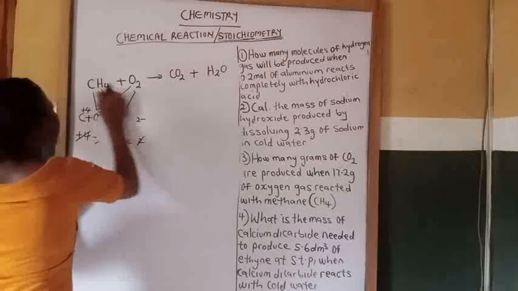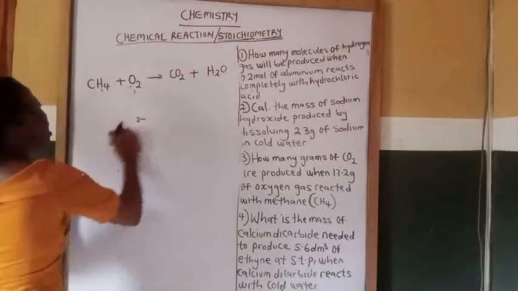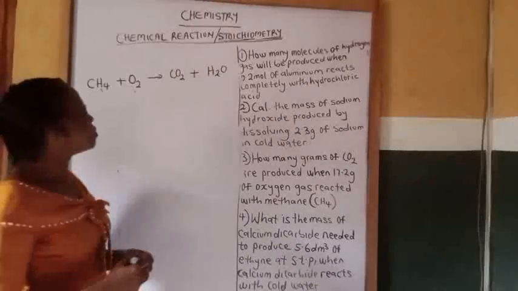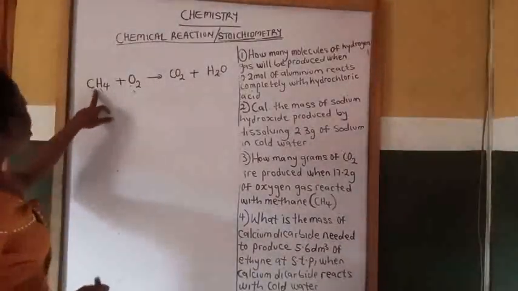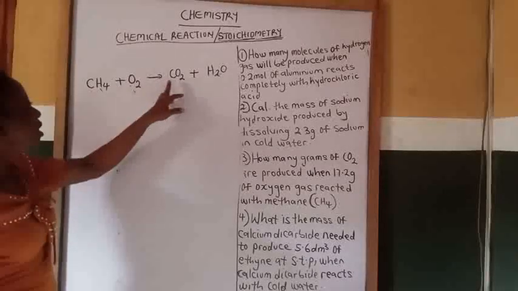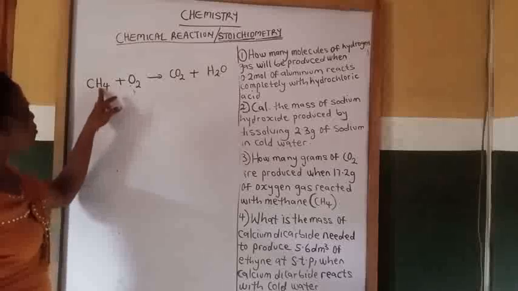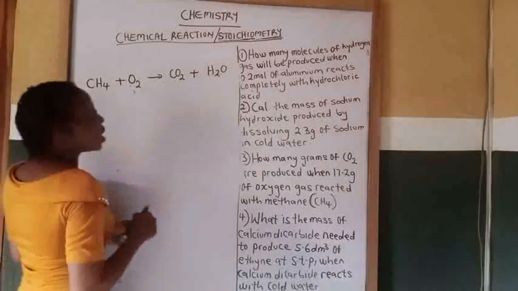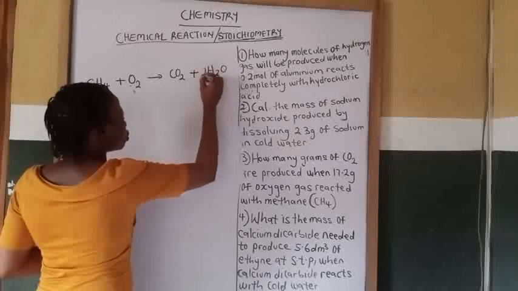After that, the next stage is to balance our chemical equation. At this side, we have one carbon atom, and one carbon atom at the other side. We have 4 atoms of hydrogen at this side and 2 here, so we put 2 here to balance our equation.